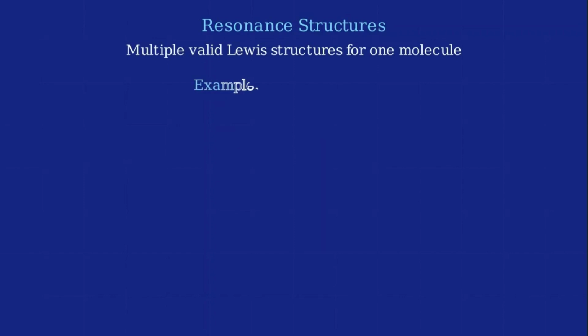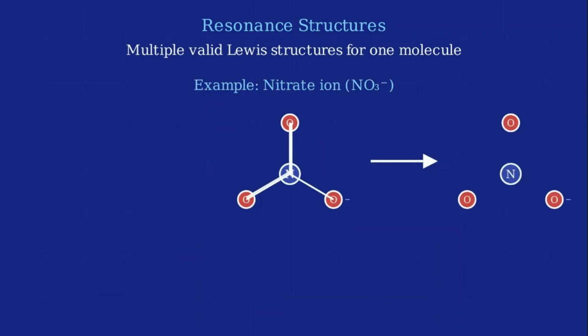Resonance occurs when multiple valid Lewis structures can be drawn for a single molecule. These structures collectively represent the actual electron distribution. For example, the nitrate ion can be drawn with the double bond on any of the 3 oxygens.